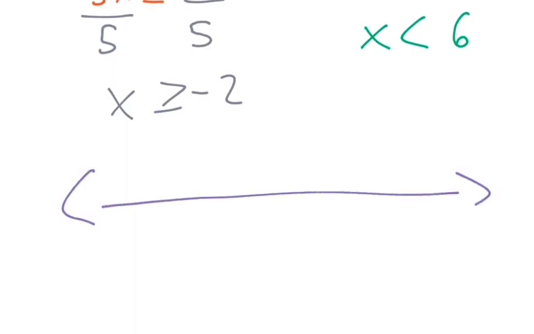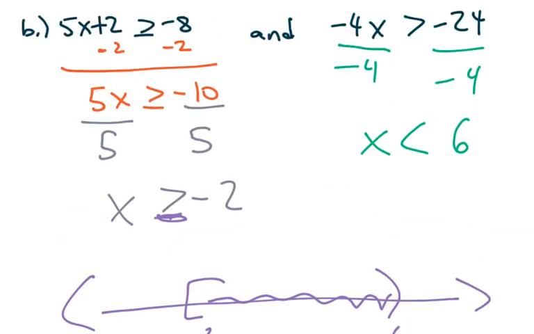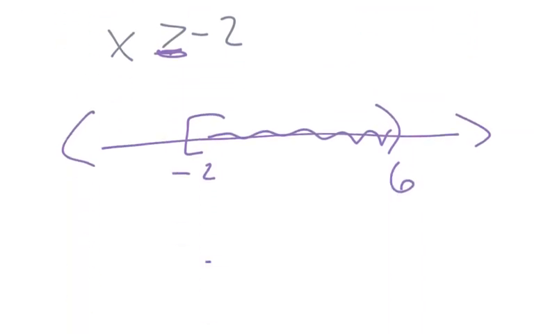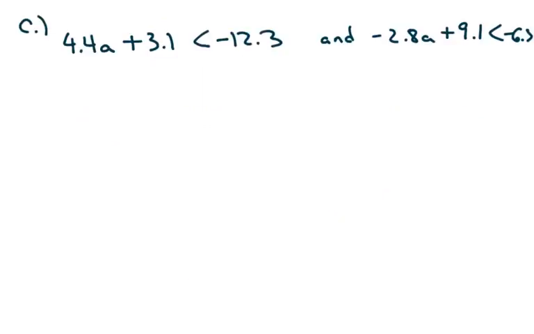So x is greater than -2. Note we are including, and x is less than 6. Since this is and, we are talking about intersection, and we're done. And there's my answer. Okay.